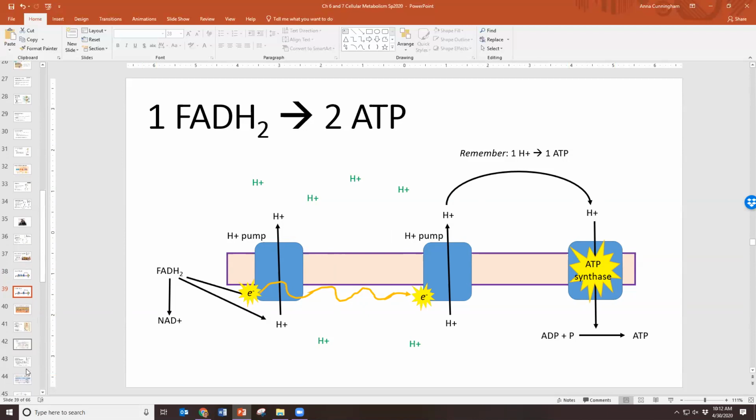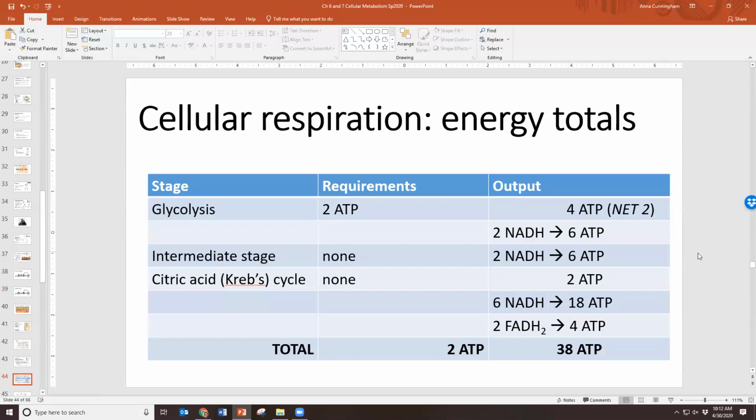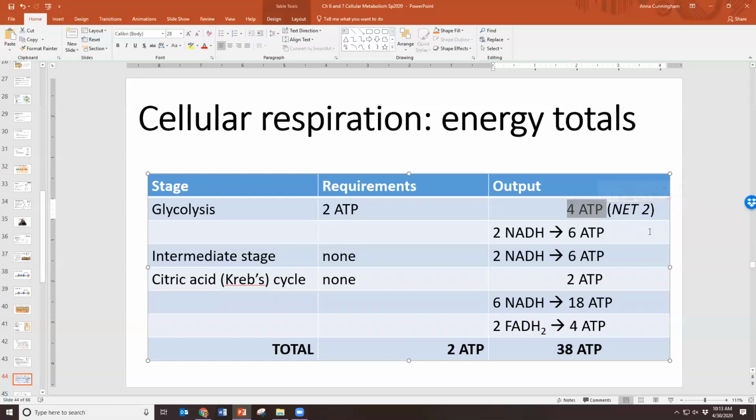So I'm going to scroll ahead for a minute because I want to show you this. This is a very important chart for cellular respiration. It looks at the energy totals for all of those stages. You'll notice the electron transport chain is not listed here because what we're looking at is energy totals resulting from these different major catabolic steps. So we have glycolysis, which does require 2 ATP, but it does generate 4 ATP via substrate level phosphorylation. But we say just a net of 2 because it required 2.